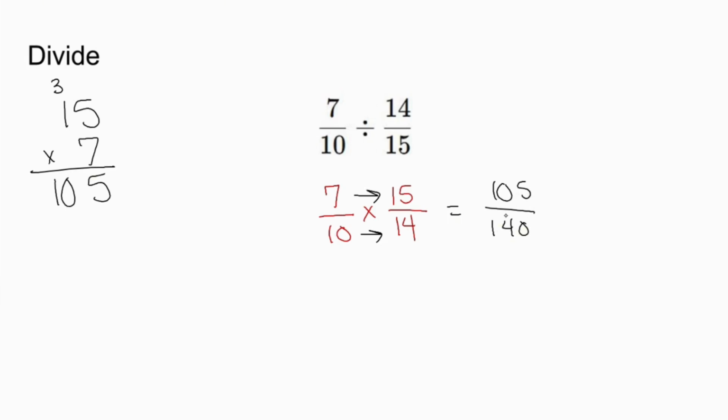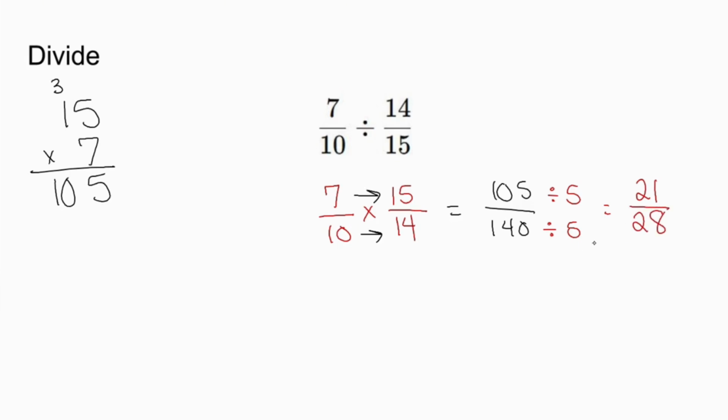Now you may notice that both of these are divisible by 5. So why don't we divide both numbers by 5 to simplify? So divide up by 5 and divide down by 5. When you do that, 105 divided by 5 is 21, and 140 divided by 5 is going to be 28.